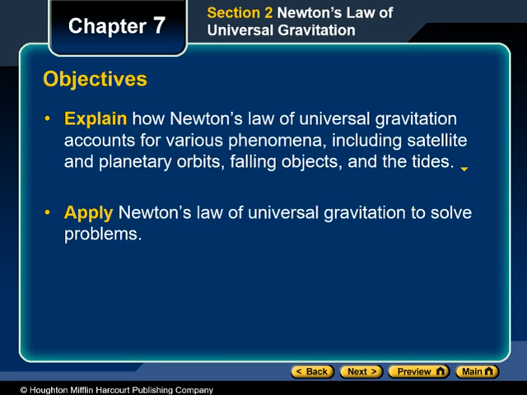At this point, you should be able to explain how Newton's law of universal gravitation accounts for various phenomena, including satellite and planetary orbits, falling objects, and the tides, and apply Newton's law of universal gravitation to solve problems.